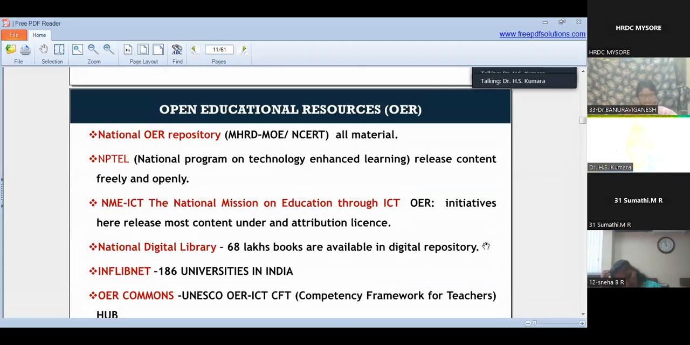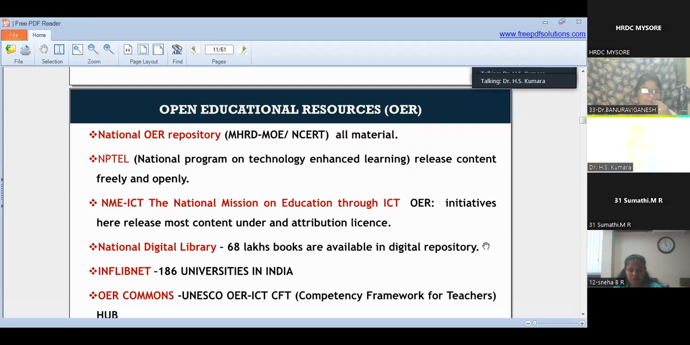Then also NPTEL, the National Programme on Technology Enhanced Learning. A lot of e-content is made available, and you can download it whenever you are free. NPTEL is also offering various courses under the Swayam platform. Then NMEICT, the National Mission on Education through Information and Communication Technology. Here also you can get a lot of open education resources.